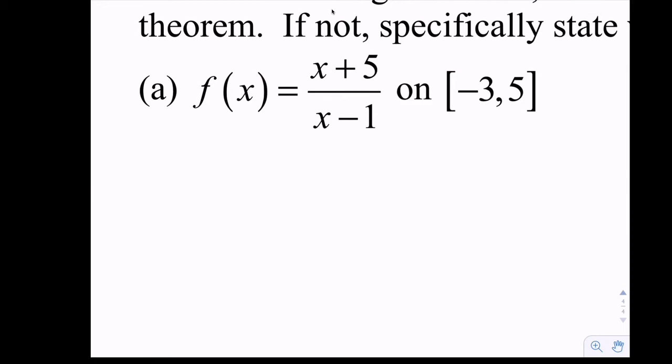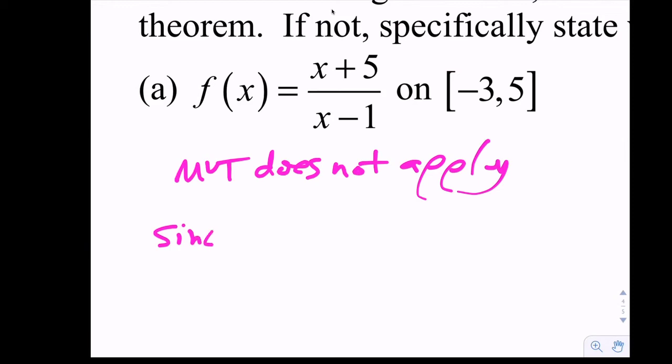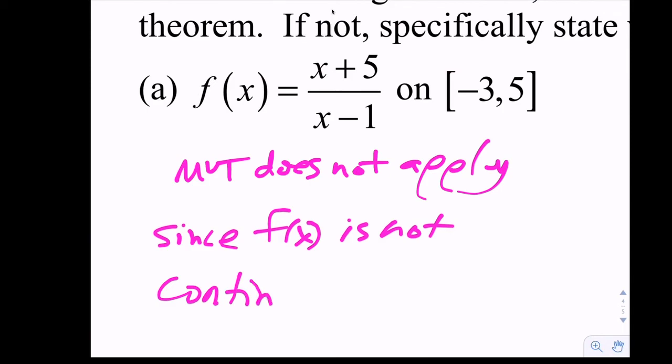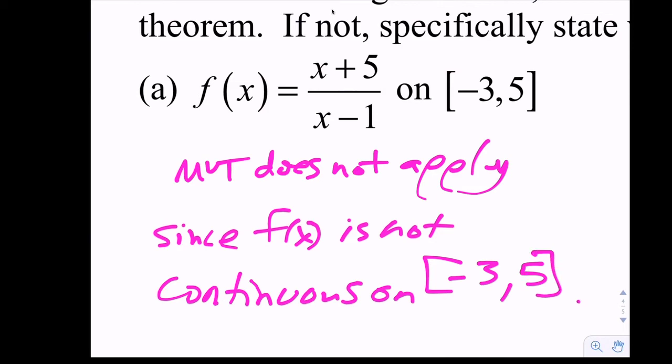Is that going to be an issue? What interval are we trying to look at? -3 to 5. Is 1 in the interval? Yeah. So here's what you would write. The MVT does not apply since f of x is not continuous on the closed interval from -3 to 5. You could say not continuous at x equals 1 in [-3, 5]. That wouldn't be wrong, but you don't have to.